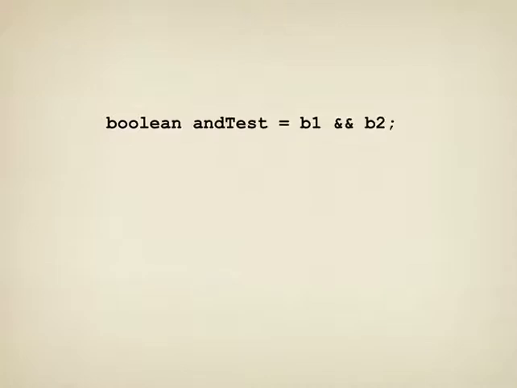And is written between two booleans. So just like plus is written between two numbers and gives us back a new number, and is written between two booleans and it gives us back a new boolean. In this case, the result is true if both B1 and B2 are both true. Let me give you an example of that.